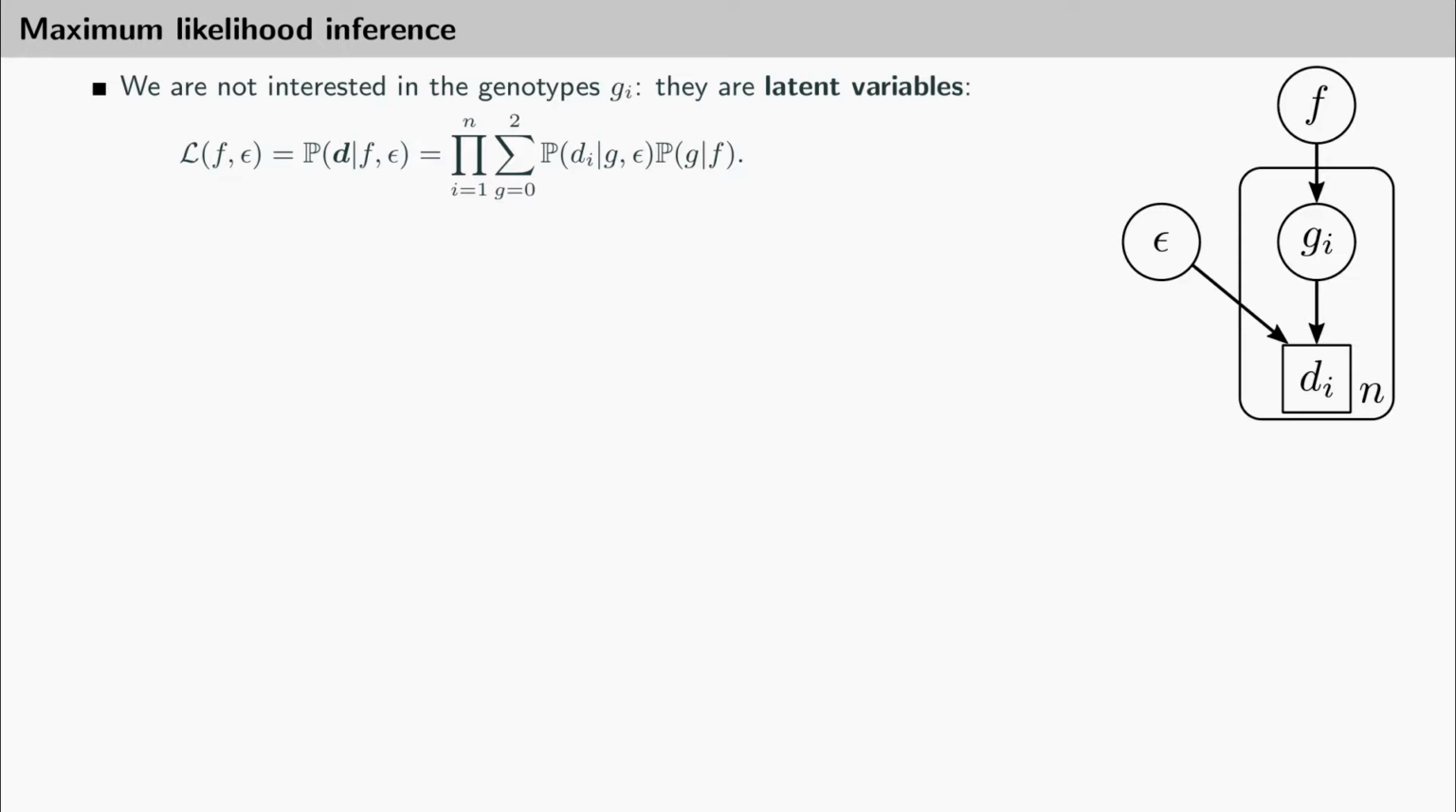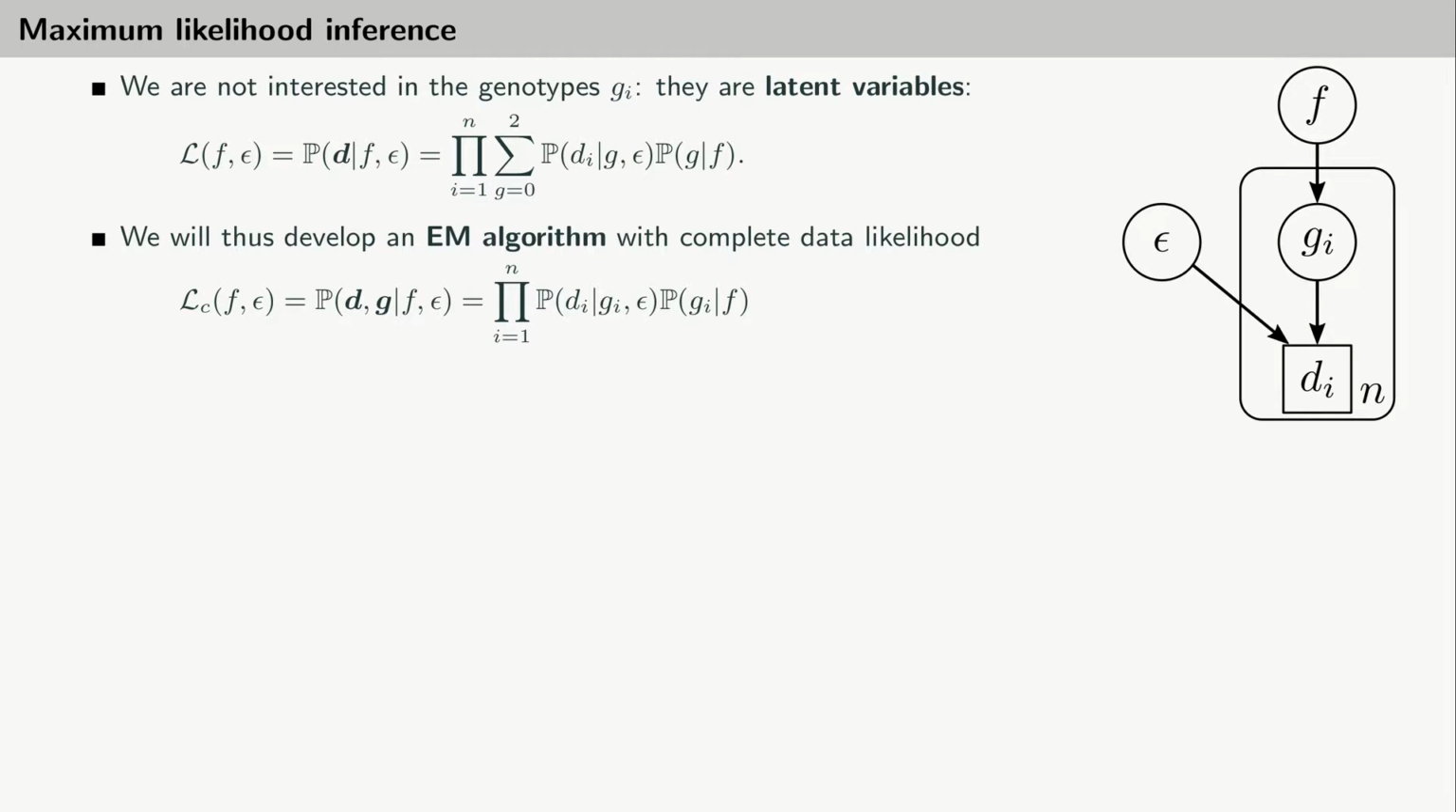In order to find the maximum likelihood estimates under this model, we have to resort to an EM algorithm. In order to develop an EM algorithm, we have to derive or write down the complete data likelihood, Lc(f, epsilon). To do so, we're going to treat the hidden genotypes, the latent variable G, as known data. That is, we're interested in building the probability of the data as well as the genotypes given f and epsilon.